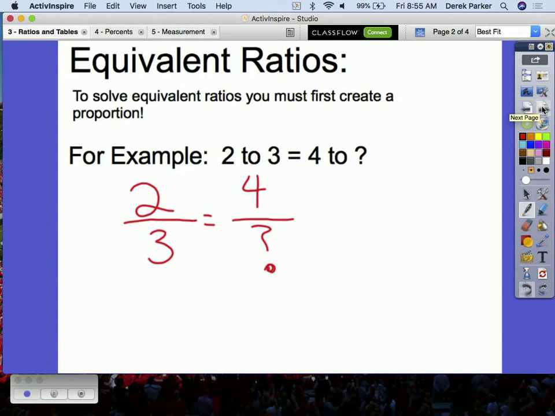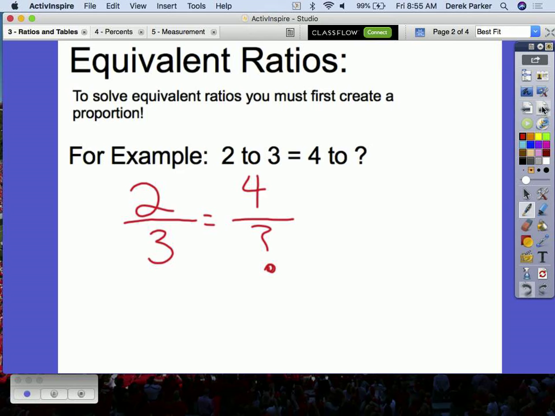So I'm going to first set this up as a fraction. 2 over 3 equals 4 over question mark. Now later on this year, we will not be using question marks anymore. We'll be using letters, which are called variables. But since we haven't gotten to the algebraic expression unit yet, I'm going to use a question mark.